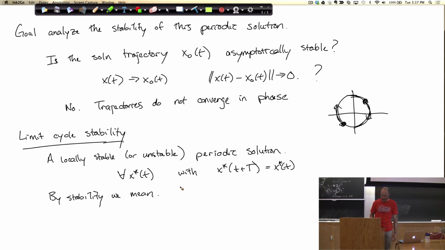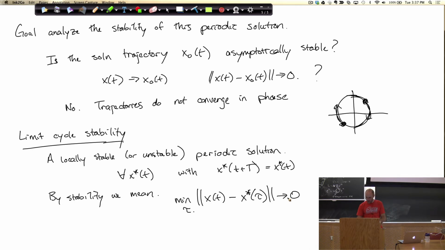What we'd like is that solutions x of t converge somehow to the manifold of that periodic orbit. So I'll write it like this: I want these two things to go to 0. But t might not equal tau. In fact, what I want is the minimum over tau of this to go to 0.